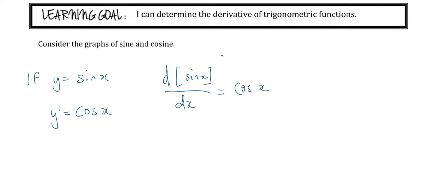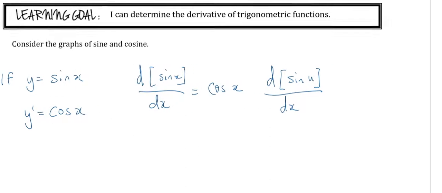But more importantly, what if we do d sine u, where u is some other function, but we're taking the derivative with respect to x? This would be, whoops, not sine, cos u times the derivative of u. Does anybody recognize that? What is that called?